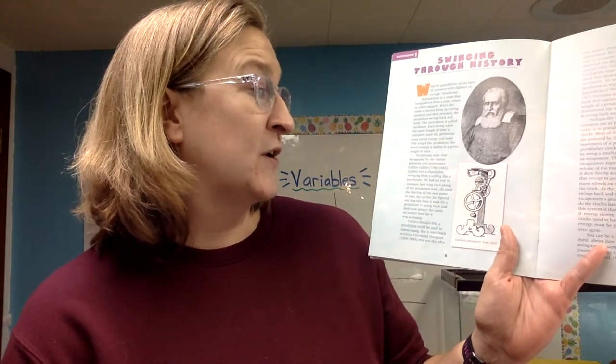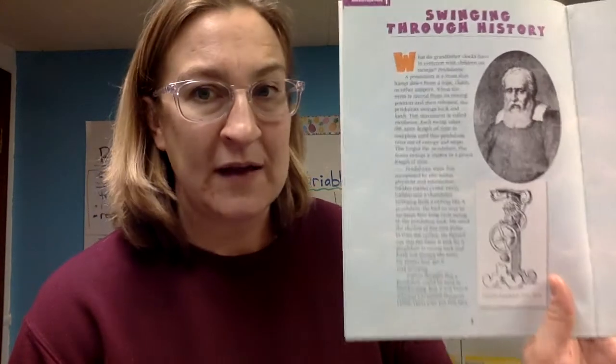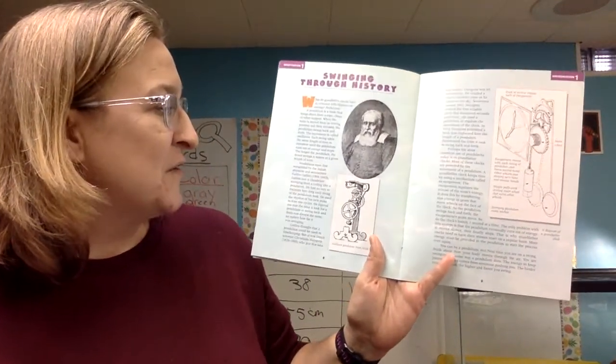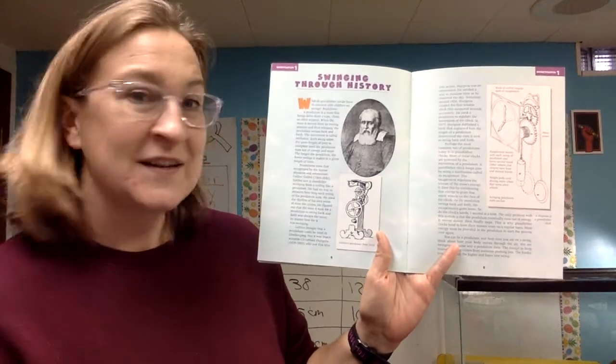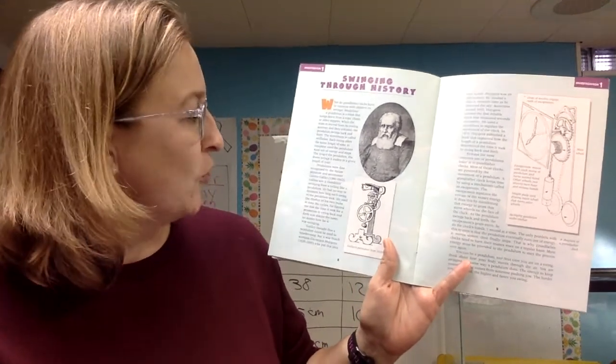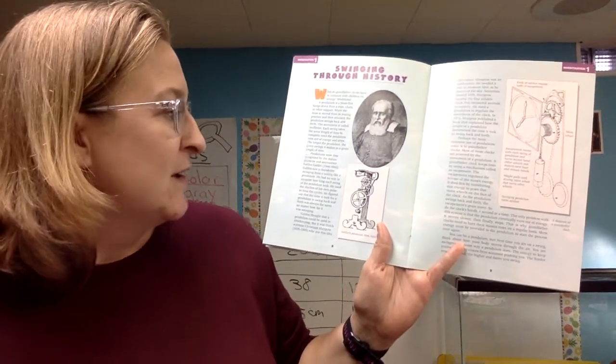Pendulums were first recognized by the Italian physicist and astronomer Galileo Galilei. That's a drawing of Galileo. We don't have photographs of him. He's a really old dude. He was alive from 1564 to 1642. Told you, he's been dead a long time. Galileo saw a chandelier swinging from a ceiling like a pendulum.